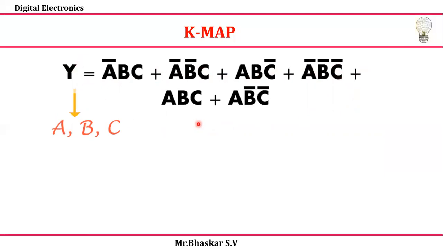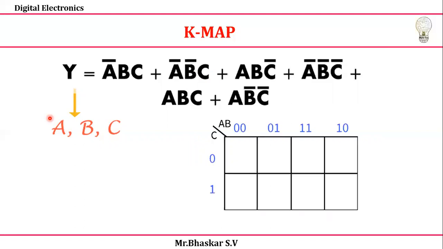In this Boolean expression, how many variables do we have? Three variables, A B C. Then definitely I'm looking for a three variable K-map. You can take A and B C here, or otherwise you can take C here and A B here. It's your wish, you can take it either way. This is a representation.